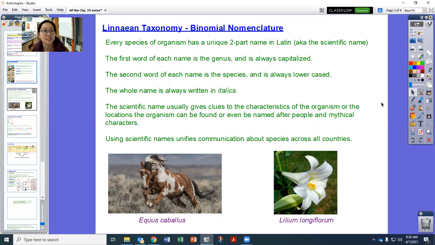Scientific communication makes it easy for scientists across all countries to talk about the same species so they don't get confused, because each language has a different common name, right? We call this organism right here a horse, but the scientific name used across the entire world is Equus caballus. And here is a lily, but in other languages, like Spanish or Japanese, they call it different things. The scientific name is universal and all countries use it. So this would be Lilium longiflorum.